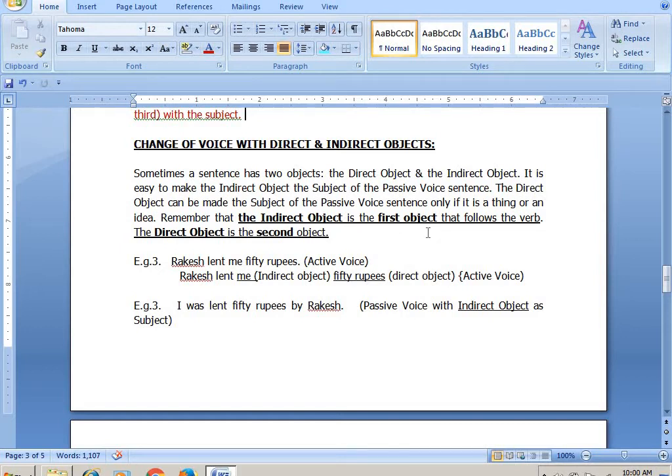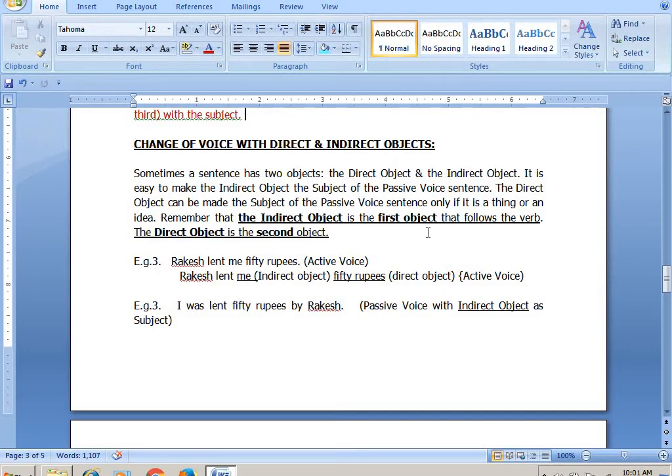I have made it bold and underlined it; it is something important you need to remember. So the indirect object is the first object that follows the verb. The direct object is the second object.